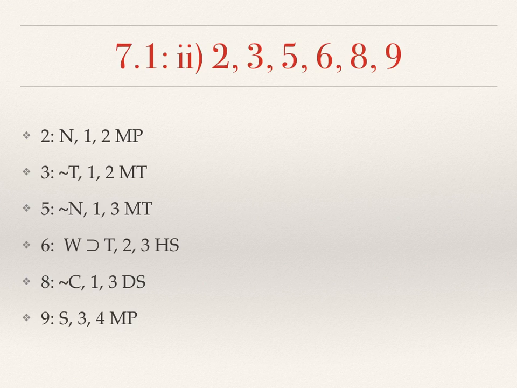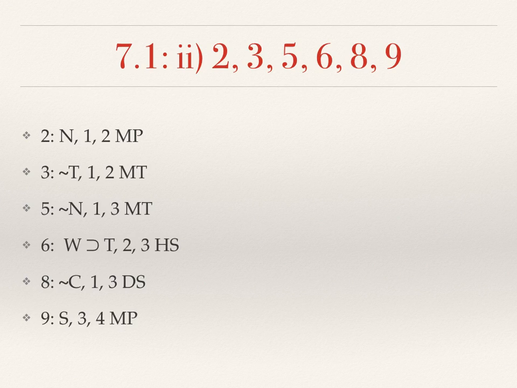Number 6, the first premise is W or T. The second is A implies W. The third premise is missing, and the fourth, what we're asked to prove, is A implies T. So we have A implies W, and if we had W implies T, then through hypothetical syllogism we could prove A implies T. So that would go into the missing premise: W implies T, and by hypothetical syllogism of steps 2 and 3, we could prove A implies T.